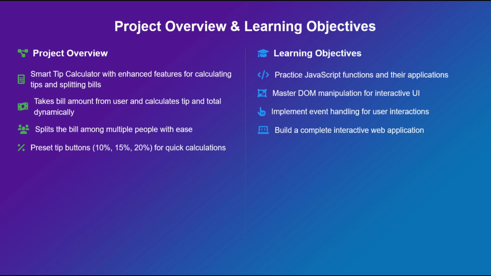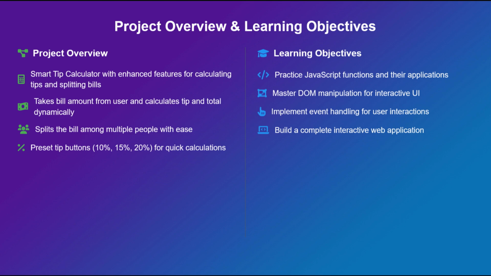Our upgraded tip calculator will now take the bill amount from the user, allow tip percentage input or preset tip buttons, 10%, 15%, 20%, like that, calculate tip amount, total bill, and split per person. Display results dynamically. It's perfect for interactive practice and hands-on learning.